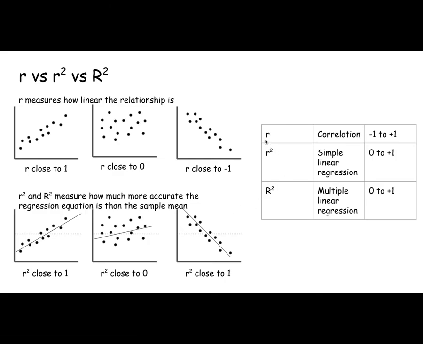So when you've got correlation, what you're looking at is R, the correlation coefficient, and that ranges from -1 to +1. If you have simple linear regression, you'll see a lowercase r squared, and that ranges from 0 to +1. If you have multiple linear regression, you'll see a capital R squared. It also ranges from 0 to 1.